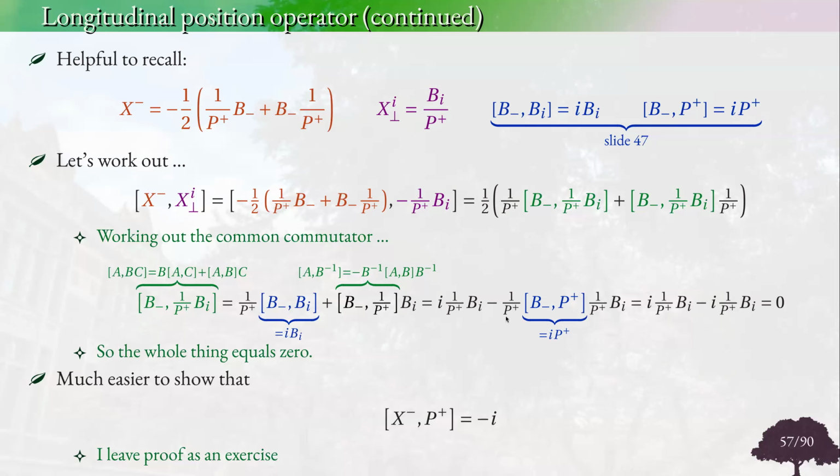So our longitudinal position operator does commute with our transverse position operators, which is something we want for somewhat normal looking first quantization. It is much easier to show that you get the required commutation rule between x minus and p plus. I'm going to leave that as an exercise instead of walking you through it. It's definitely easier than working through this, so that's worth doing in your spare time.